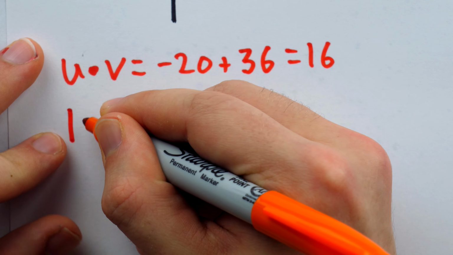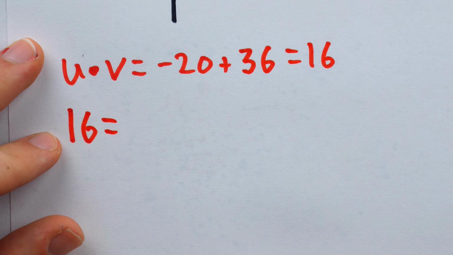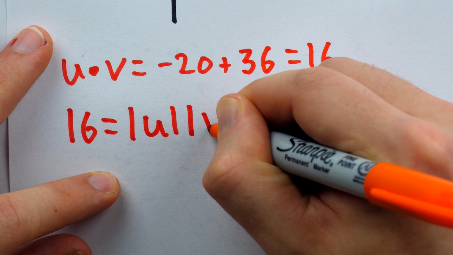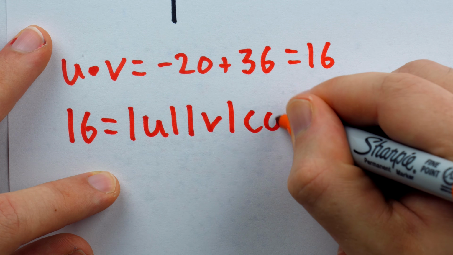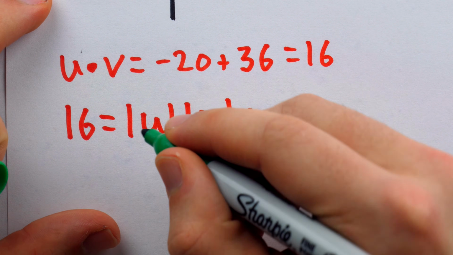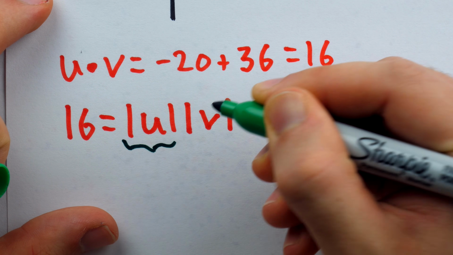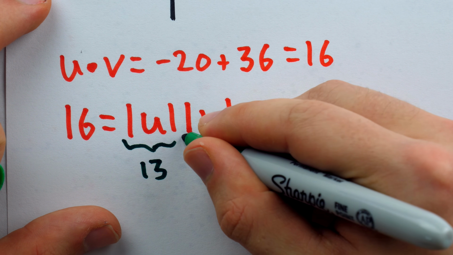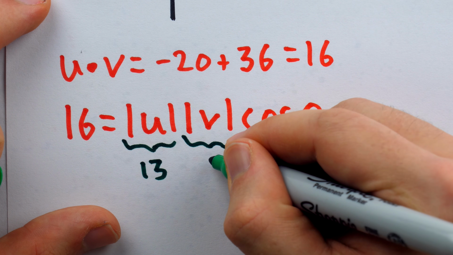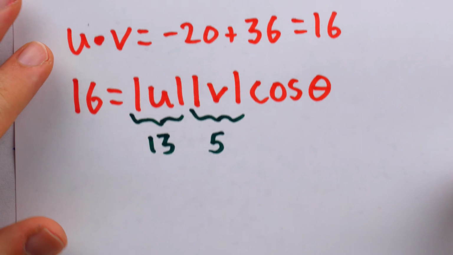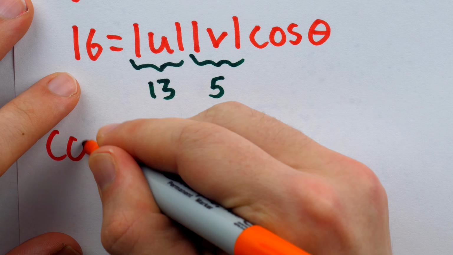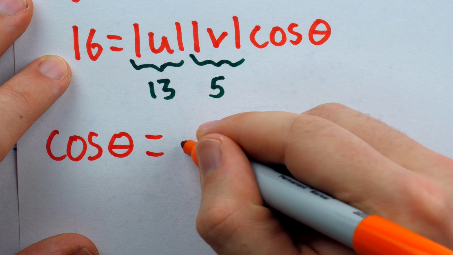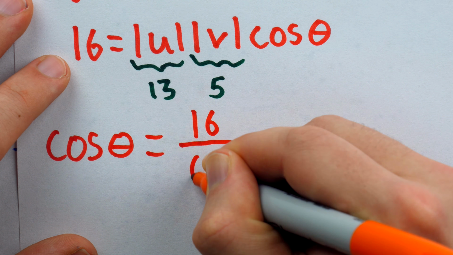But of course, the dot product has two equivalent definitions. So we know that 16 must also equal the magnitude of u times the magnitude of v times the cosine of the angle between them. Again, in the interest of time, I'll leave this to you to verify. The magnitude of u, you can check, is 13, and the magnitude of v, if you run the numbers, is equal to 5. 5 times 13 is 65, so then we have that cosine of the angle between the two vectors must be 16 divided by 65.